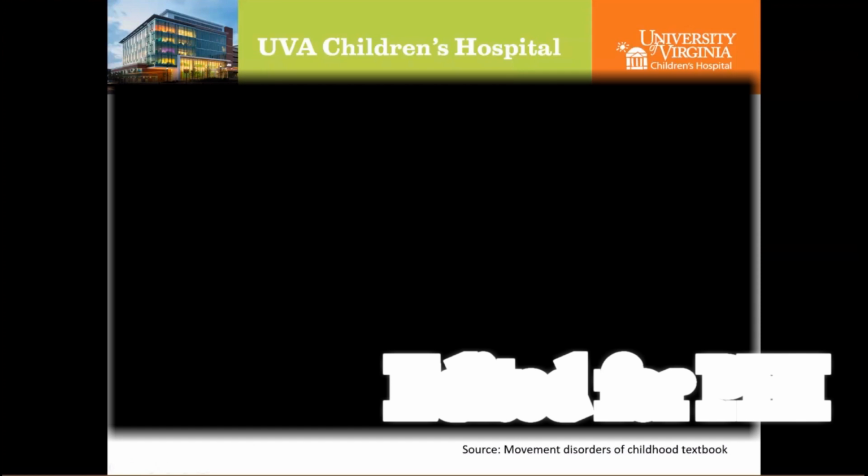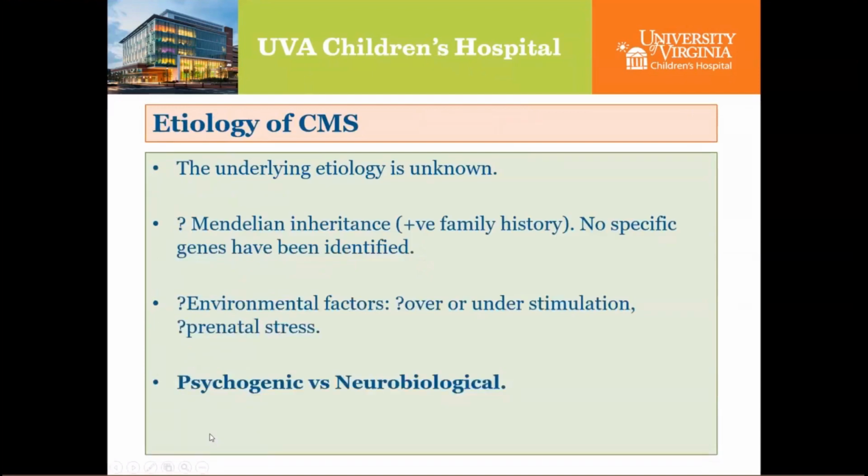Now, what's the etiology of complex motor stereotypies? We don't know. There are a couple theories, but the exact reason is not really known. We think maybe there's a Mendelian inheritance, and that's just from the fact that maybe close to half of the patients will have a positive family history. So we assume maybe there is something to that effect, but there are no specific genes that have been identified yet. And many people are talking about the possible contribution from certain environmental factors that lead to over or under stimulation, such as things related to prenatal stress. But again, there has been nothing proven yet.